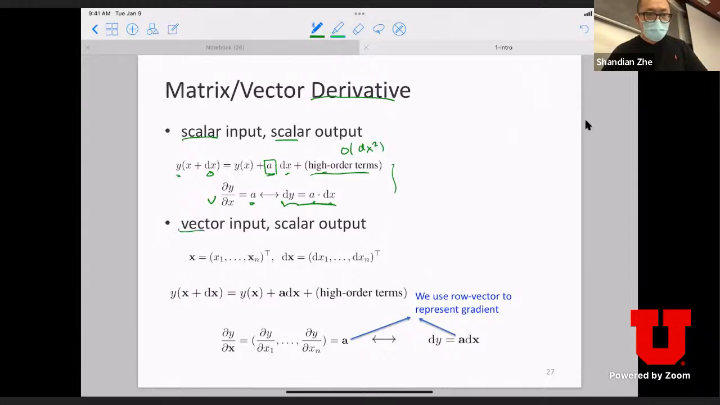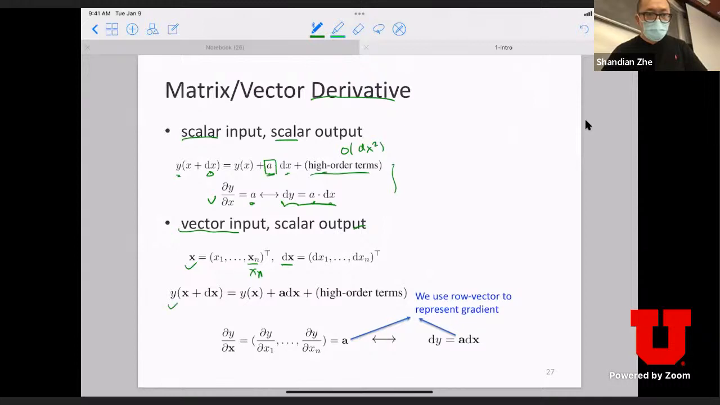Suppose now you have a vector input and you have a scalar output. So basically you got a function of multiple variables, in this case you got n variables. Sorry, this should be a number, this should be a scalar, and xn. So x is a vector, an n-element vector, so your dx will be a vector as well, like dx1 to dxn.